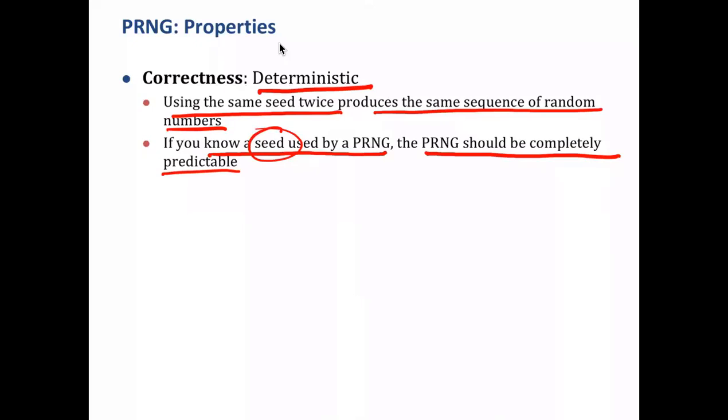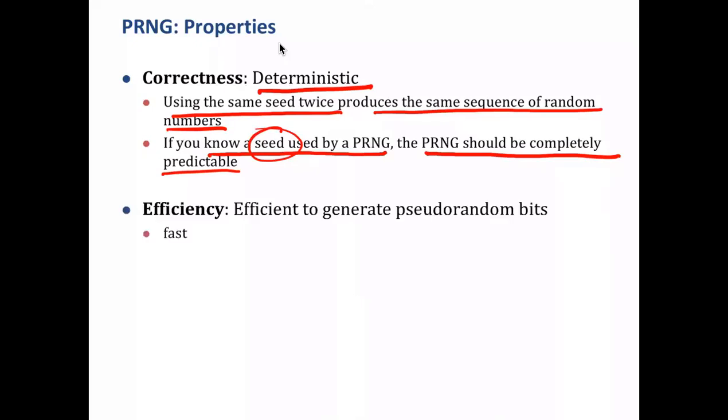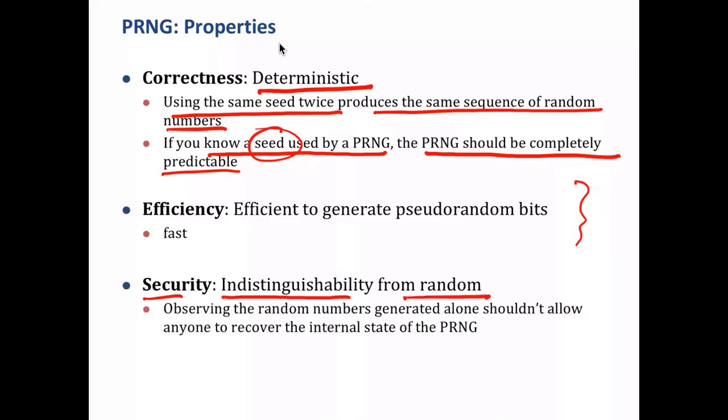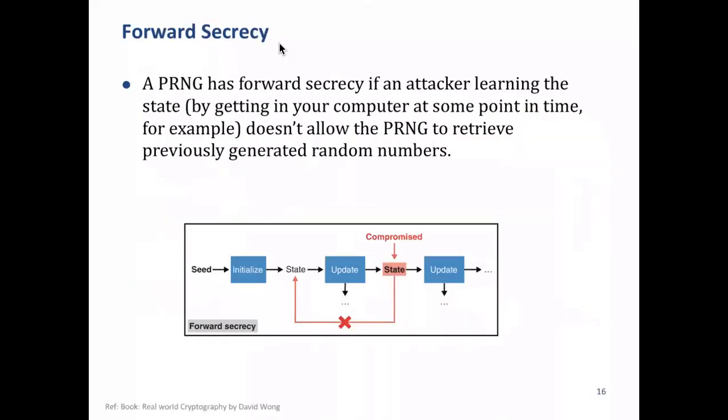Secondly, it has to be efficient. It means that it should be fast. Third is security. It means that it should be indistinguishable from random. Observing the random numbers generated alone should not allow anyone to recover the internal state of the pseudo random number generator. Right? So there are two important concepts here. First is called forward secrecy.